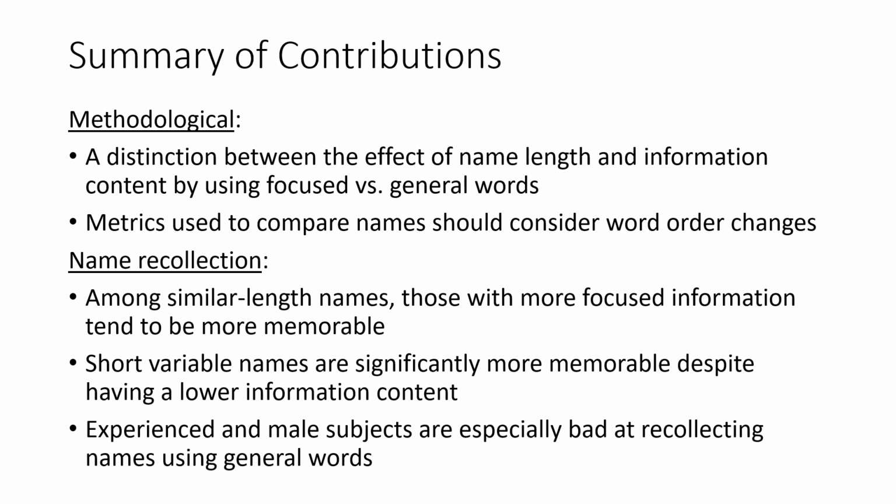To summarize, we make 2 types of contributions in this paper. In terms of methodology, we suggest a distinction between the effect of name lengths and their information content, by using focused as opposed to more general words. We also note that when names are compared, word order errors should be given special consideration. In terms of recollecting names, we show that names with more focused information are easier to remember than more general names of similar length. However, really short names are much easier to remember. And interestingly, females and inexperienced subjects were better at remembering names, and males and experienced subjects were especially bad at remembering the more general names.